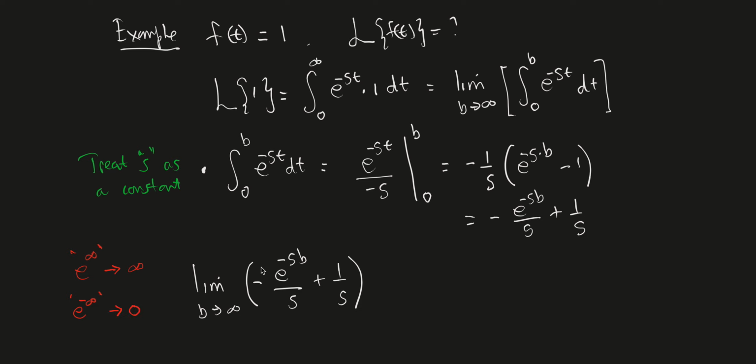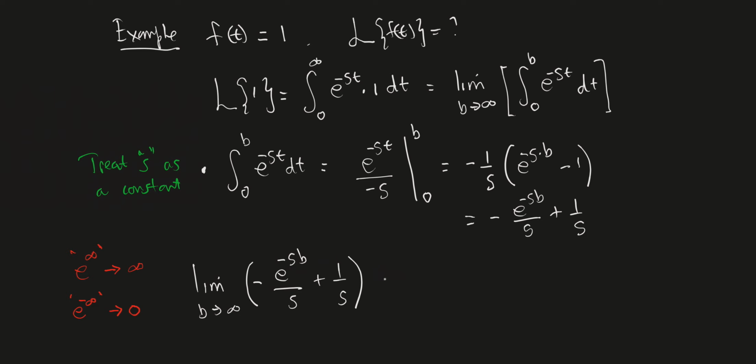So the only way this limit is going to converge is if we can ensure that the exponent ends up being a large negative number. Now, b is going to infinity, so we have that right there. So we would have to ensure that s is positive, and then the negative sign in front of it would make the entire exponent negative infinity. So this term right here will go to 0 provided s is greater than 0.